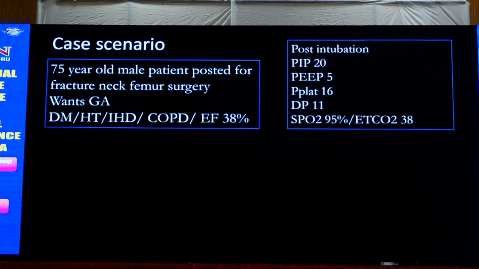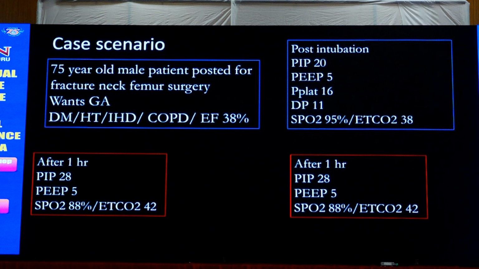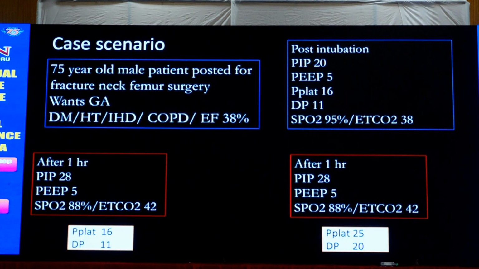So first, I have done a lung protective ventilation. What is my PIP? Okay. Now, a problem occurs after 1 hour. So what is the problem? What should I see now? Which button should I press now? Inspiratory hold. Okay, I press the inspiratory hold. I get a reading like this. So what is the problem with this patient? What is the problem with that patient?